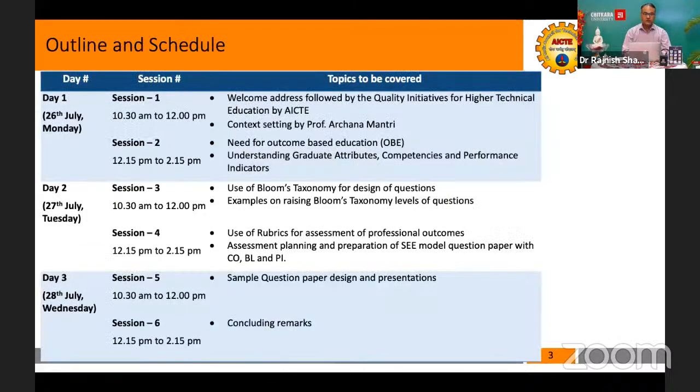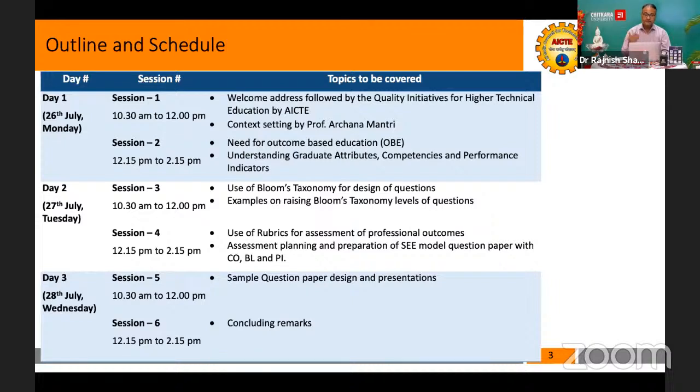Since the workshop started yesterday, the first session, from 10:32 a.m. to 12 p.m., was context setting, taken by Professor Archana Mantri, Vice Chancellor of Chitkara University. The second session, on the need for outcome-based education, was very well addressed by Dr. Vijay Jadhav. Then understanding graduate attributes, competencies, and performance indicators was taken in the afternoon, from 12:15 to 2:15 p.m. And here we stand today, session 3, the use of Bloom's taxonomy for design of questions.